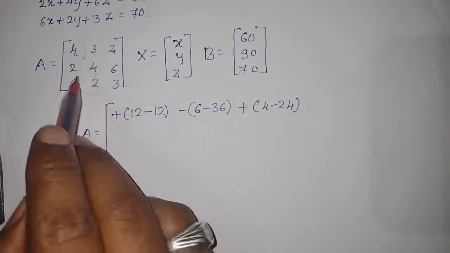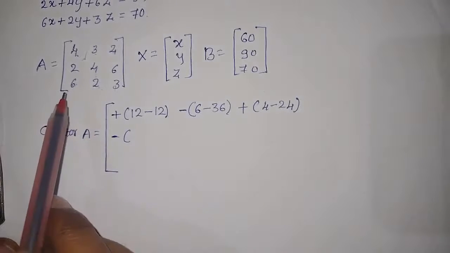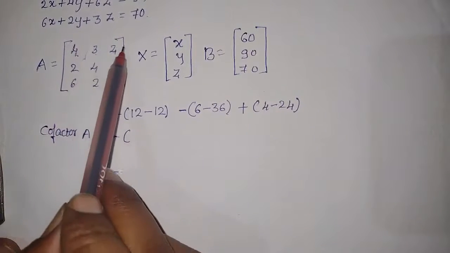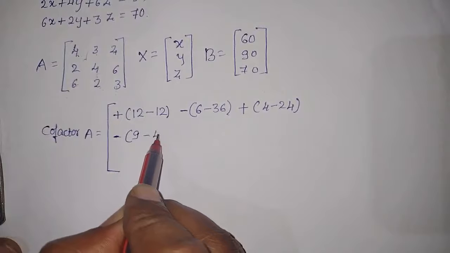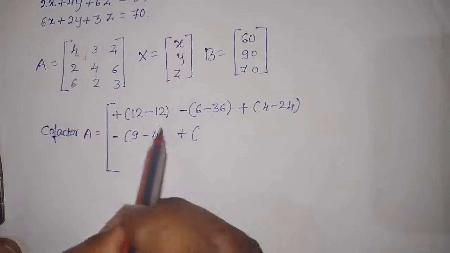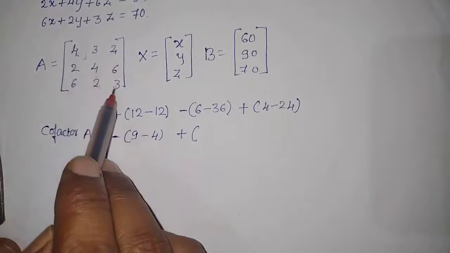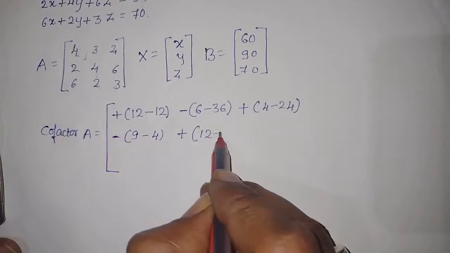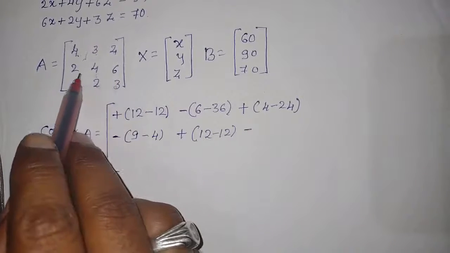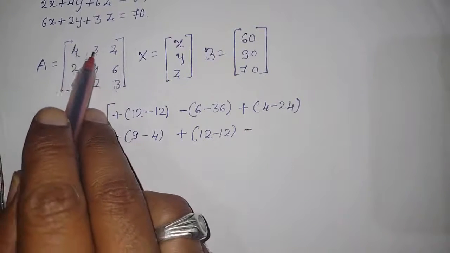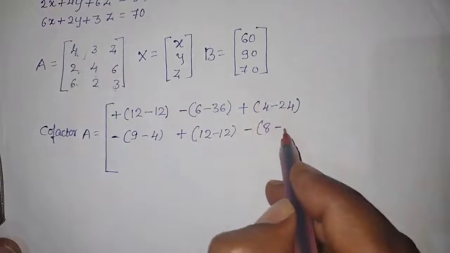Next we go to the second row. The second row's first sign is minus. Deleting this row and column, we get 3, 2, 2, 3. So 3 threes are 9 minus 2 twos are 4. Plus: row and column cancelled, we get 4, 2, 6, 3. 4 threes are 12 minus 12. Next element is 6: corresponding column and row cancelled, we get 4, 3, 6, 2. So 4 twos are 8 minus 6 threes are 18.